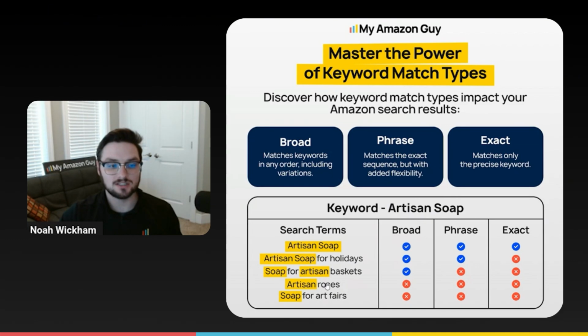And again, we have artisan roses. This will not match any of these. Why? Because we are missing the keyword soap. So it's not any of these three whatsoever. Same thing for soap for art fairs. Even if we are close to the "art" in artisan and soap, it will not match any of them.